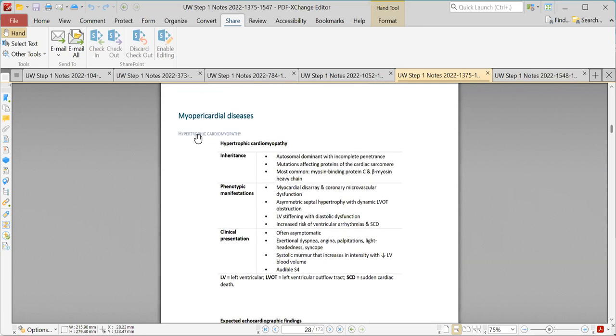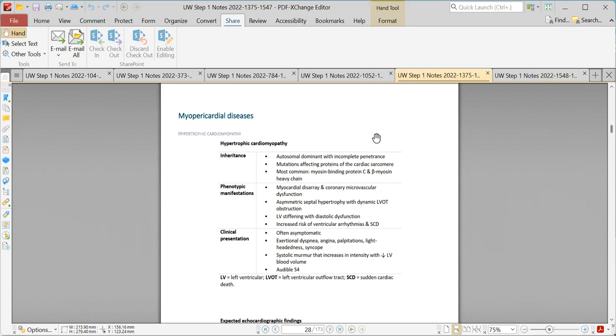The myopericardial disease is hypertrophic cardiomyopathy. So what happens? HOCM is an autosomal dominant disease with incomplete penetrance. It means all generations of the family are not affected here. Mutations affect the proteins, the most common being myosin binding protein C and beta myosin heavy chain. There is myocardial disarray and microvascular dysfunction. Asymmetrical septal hypertrophy is there, and it's a really important point here.